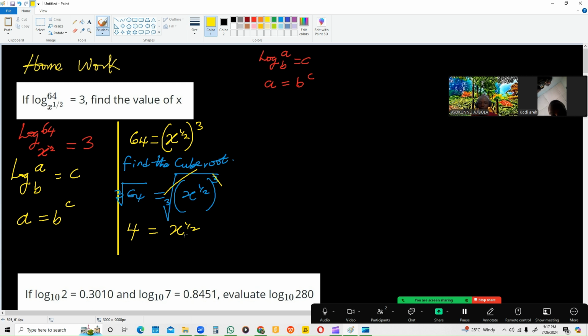Now, to remove the power of half here, it means you should square both sides. Why should I square both sides? I want x to be alone, but x is raised by half. If I multiply that half by 2, I will have 1, because 1 times 2 is 2, and 2 over 2 is 1. Is that clear? That means there will be no more power on that x. Then x will be whatever the other one equals to. So I'll say find the square of both sides.